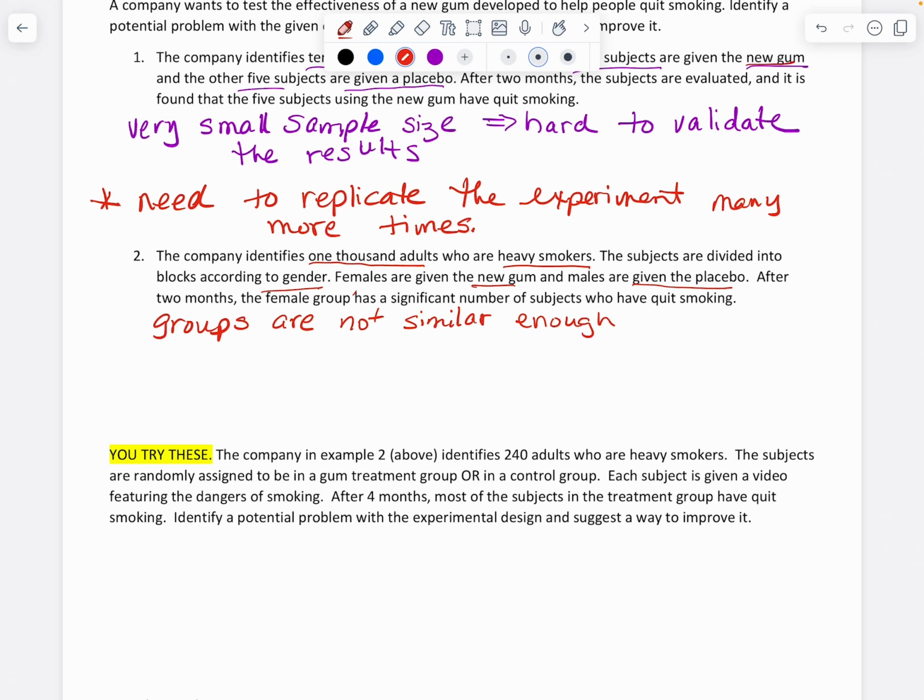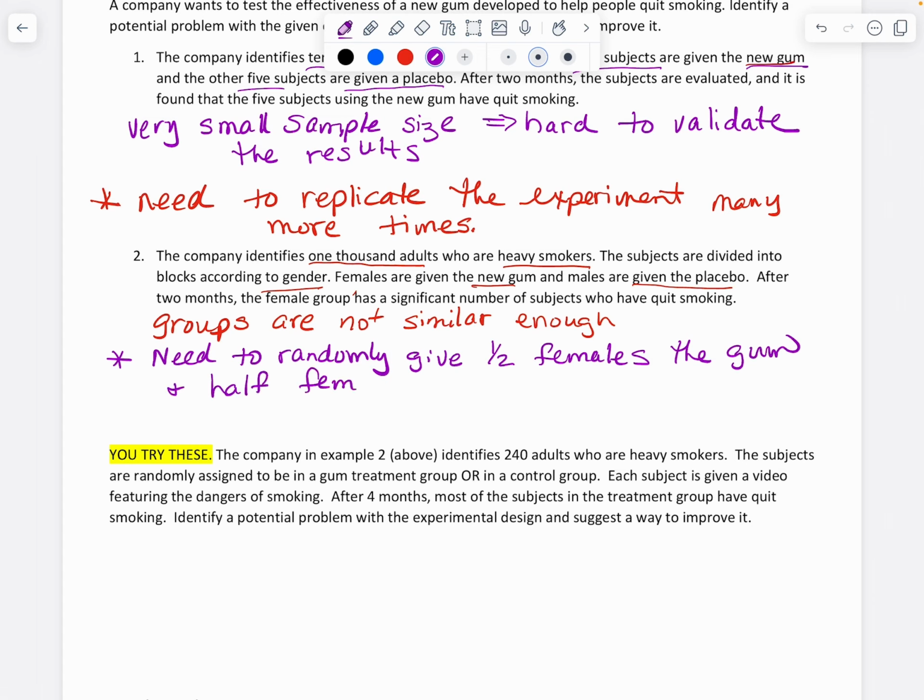So how do we fix that? Well, what we need to do then is to randomly give half the females the gum and half the females the placebo, and the same for the males.